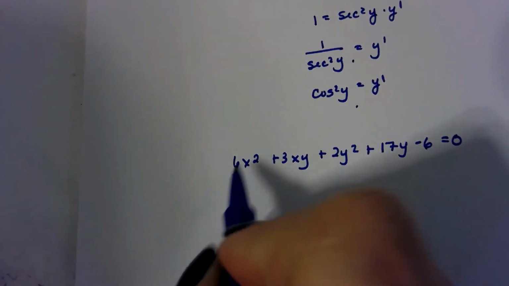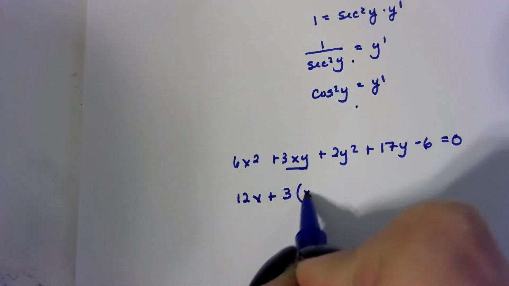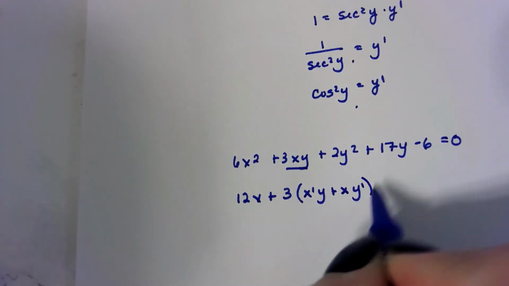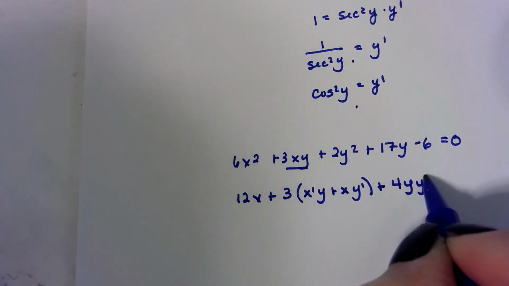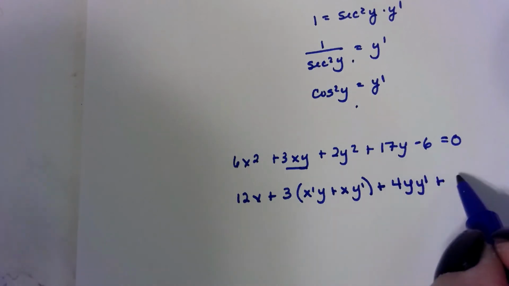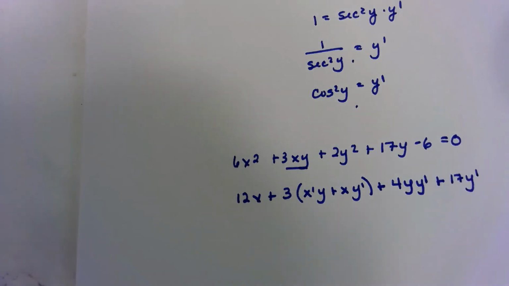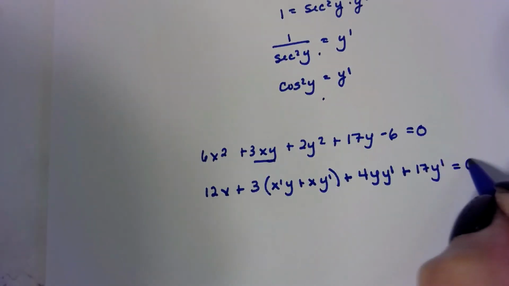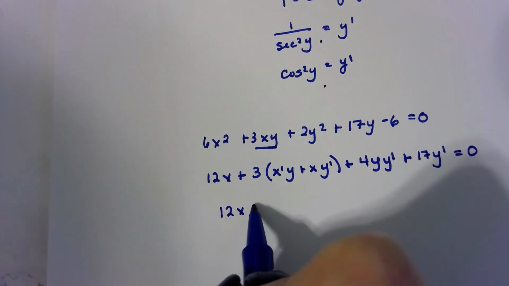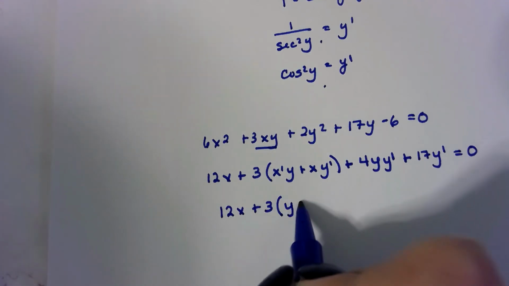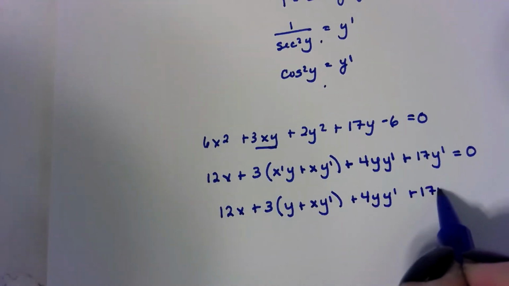Let's differentiate. Here we get 12x. Here I've got a product rule, so 3 times x prime y plus xy prime. Plus here I'm going to differentiate, that's going to be 4y prime plus 17y. So if I take the derivative of this term, it's going to be 17y prime. And of course the derivative of 6 is 0, so that whole thing equals 0. Now I haven't applied the product rule yet, I just wrote it out. So I have 12x plus 3 times y plus xy prime plus 4y prime plus 17y prime is equal to 0.